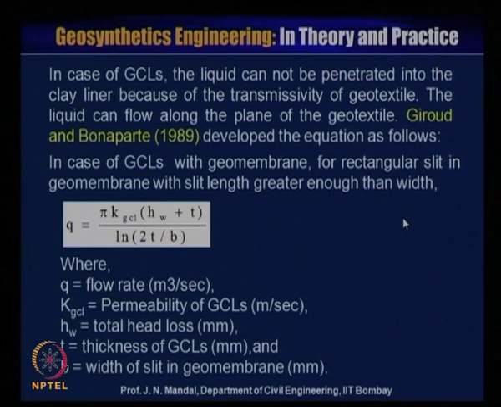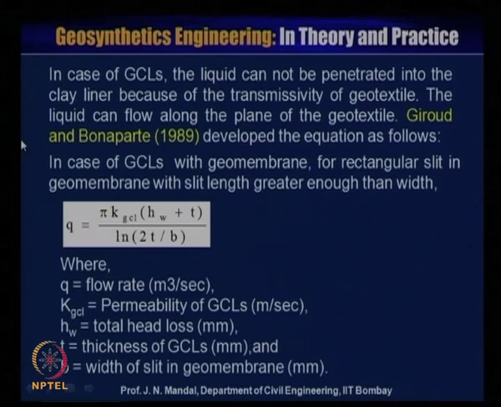So, in the case of the geosynthetic clay liner, liquid cannot penetrate into the clay liner because of the transmissivity of the geotextile. The liquid can flow along the plane of the geotextile. Giroud and Bonaparte, 1989, developed the equation for flow in the case of a GCL with a geomembrane, for a rectangular slit in a geomembrane with slit length large enough compared to the width.